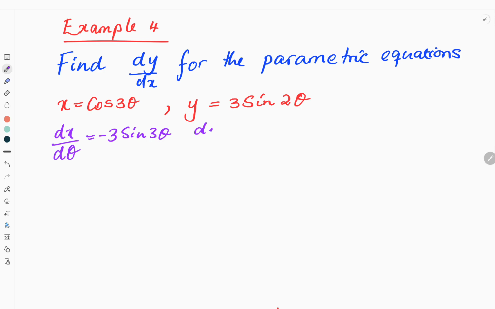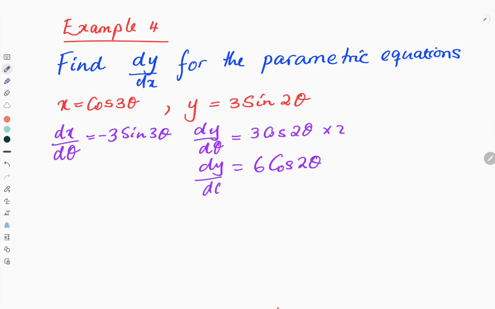And here dy/d theta will be equal to the derivative of sine. It's a positive cos. So that will be 3 cos 2 theta times a 2. So that gives us a 6 in front here. So that will be equal to 6 cos 2 theta. That's our dy/d theta.